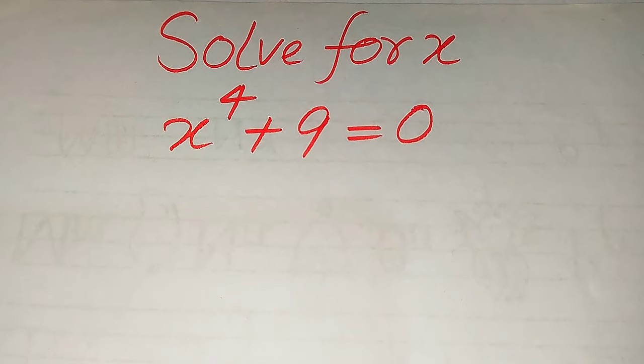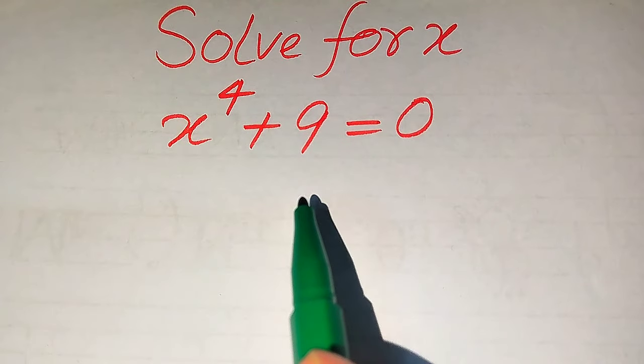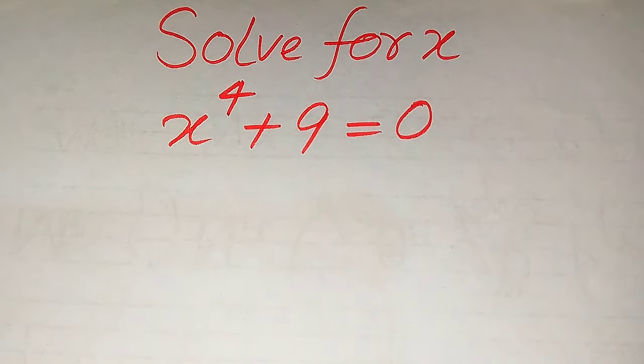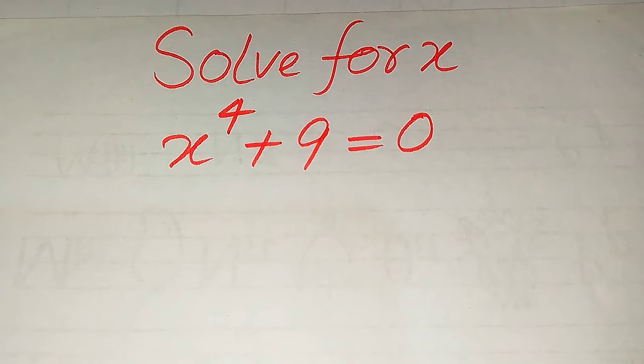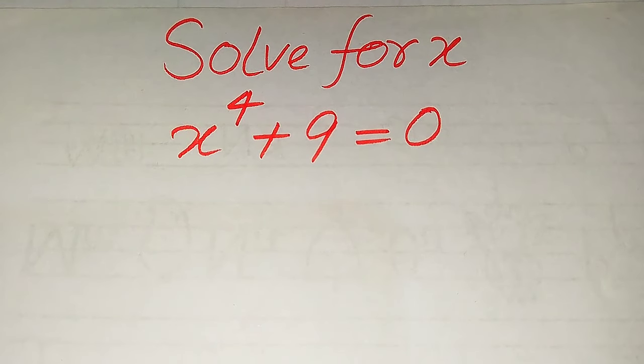Hello everyone, how to solve this problem for the values of x if we have x to the power of 4 plus 9 is equal to 0, and we solve this problem for all the values of x. So here we use the completing square technique to find the roots of this equation.